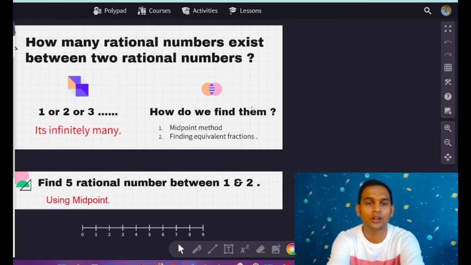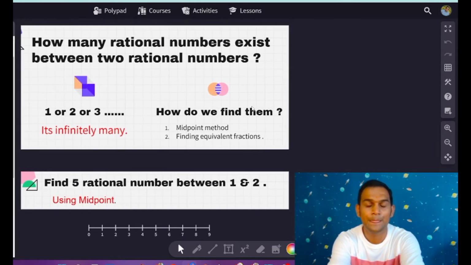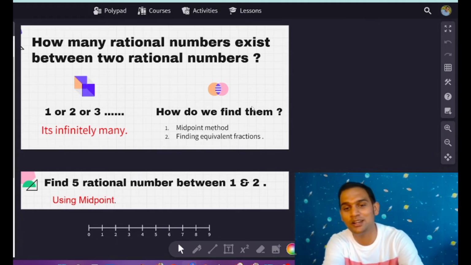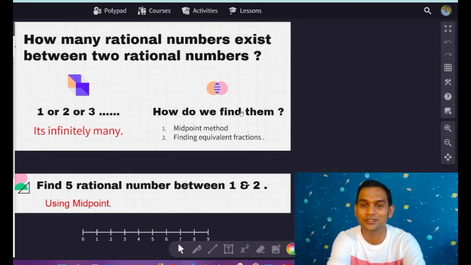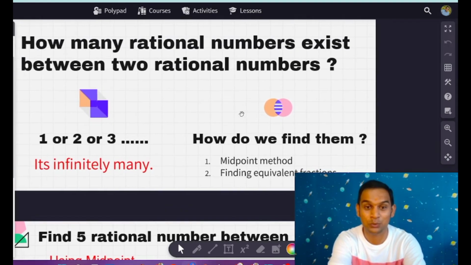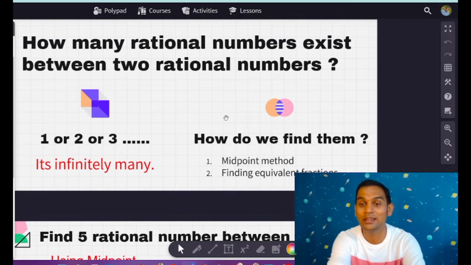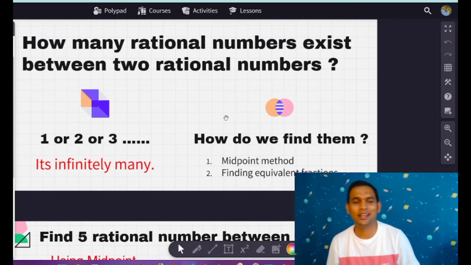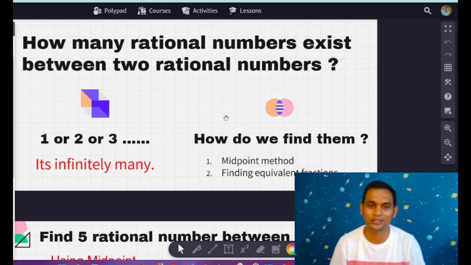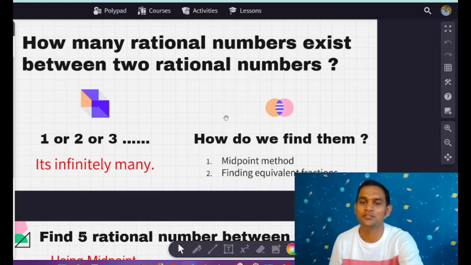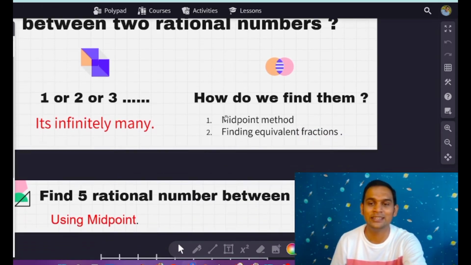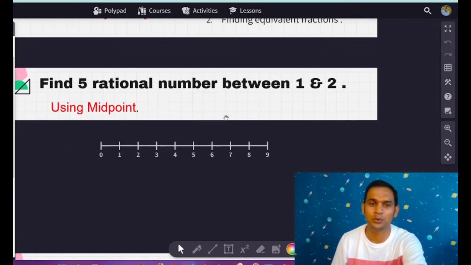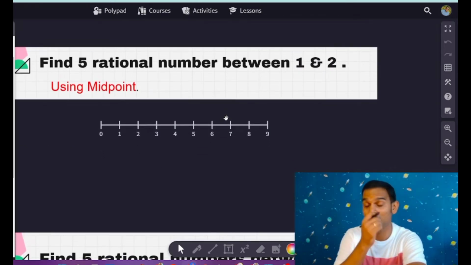Now we discussed rational numbers. Now you might be thinking, is there a possibility of rational numbers between two rational numbers? And I say absolutely what? Absolutely yes. But how many of them are possible? I say infinitely many rational numbers are possible. How do we find them? There are two methods. The first one is the midpoint method and the second one is finding equivalent fractions. So we will start with finding rational numbers using the midpoint.